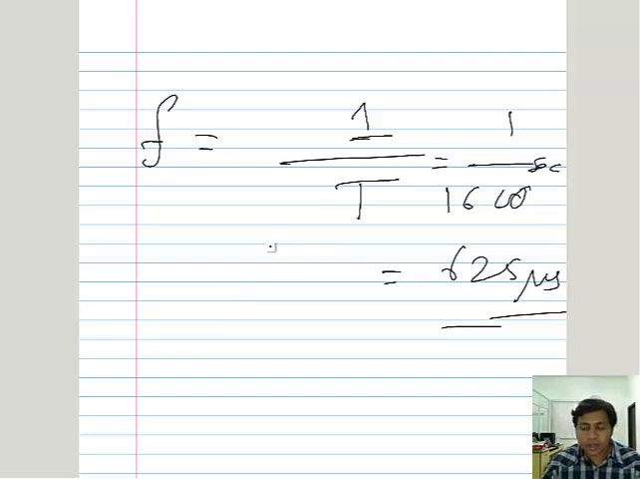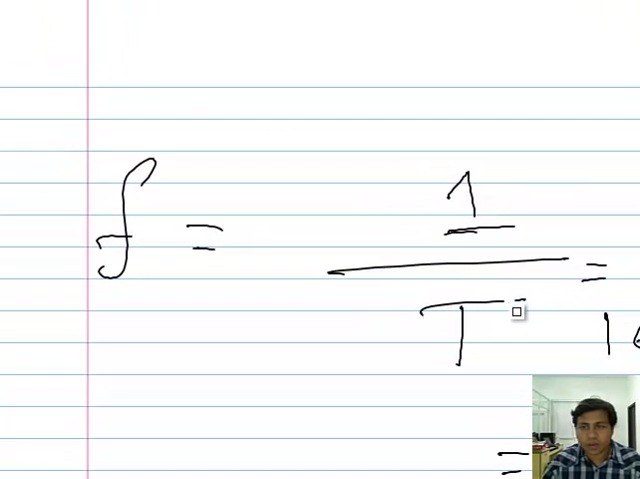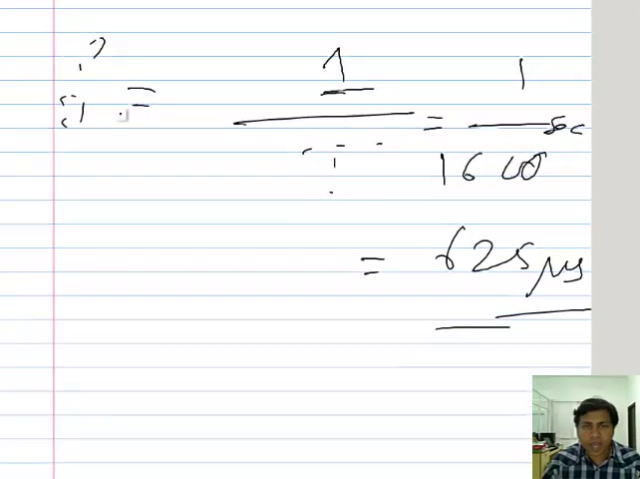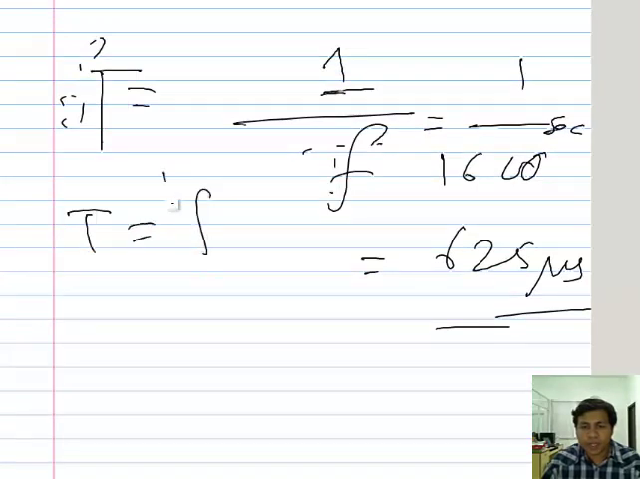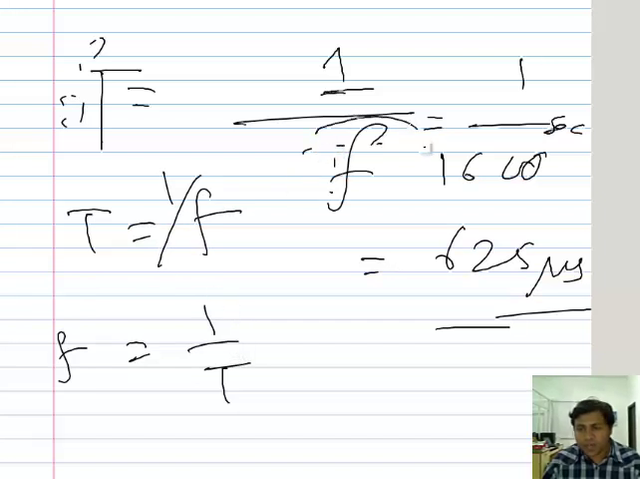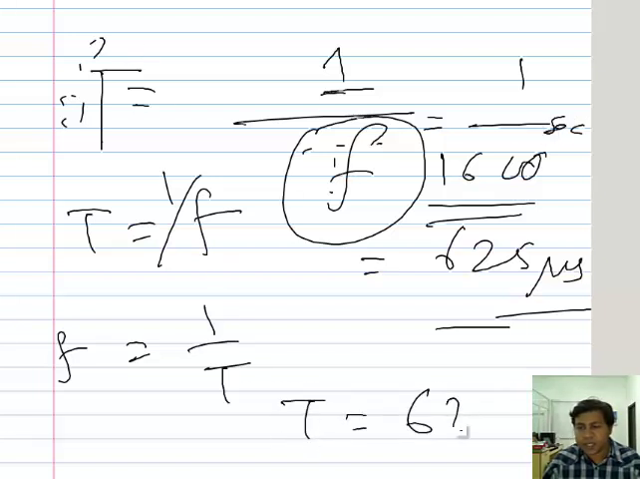Sorry, I just wrote something wrong. We got the frequency, so this is the time period. The formula we wrote is a little incorrect. In this case, we actually are calculating time period, T equals 1 by f, or f equals 1 by T. We know the frequency, that is 1600 times per second. So if you calculate the time period, we get 625 microseconds. This is the time period of this particular frequency.